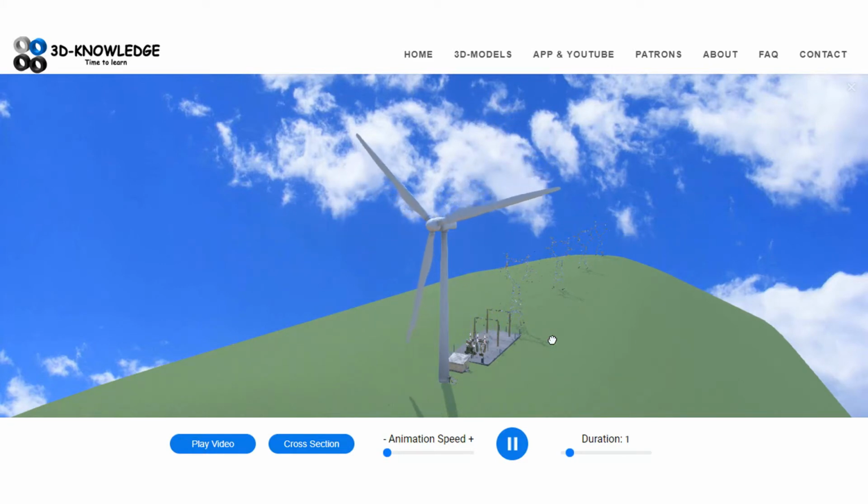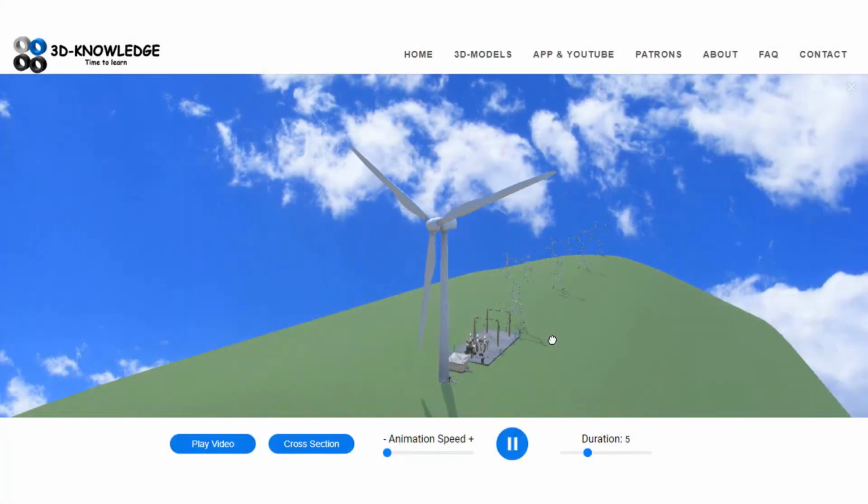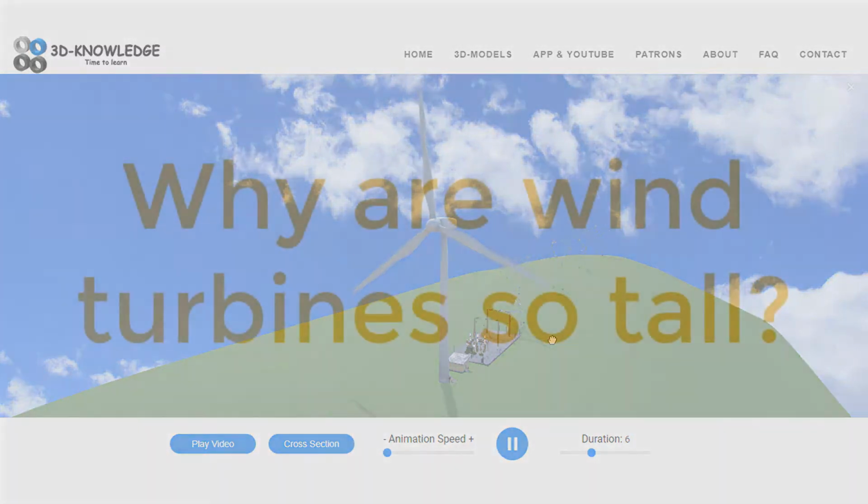Now, when it starts to turn, it has to overcome an initial state of inertia. In other words, it needs a kick to get it started. This is what we refer to as starting torque. It requires quite a lot of energy to actually put a body into motion, such as to start a wind turbine turning. But once it's in motion, it requires far less energy. So now it's in motion, it's starting to turn, which means there's a slight breeze.